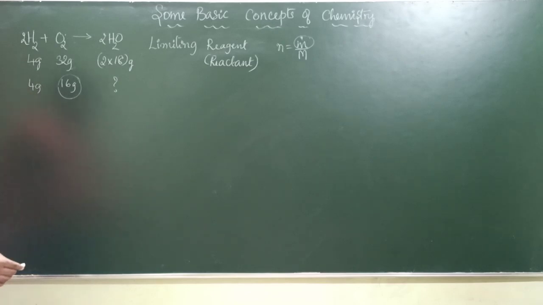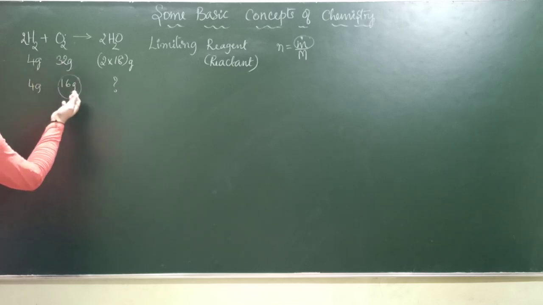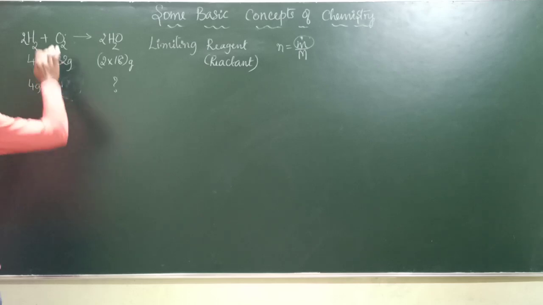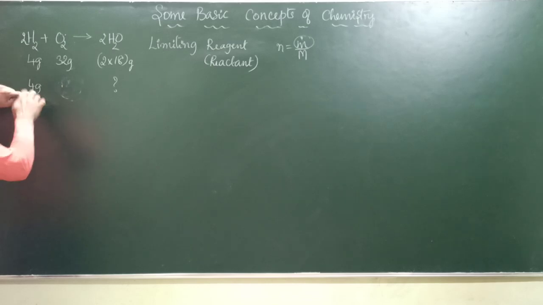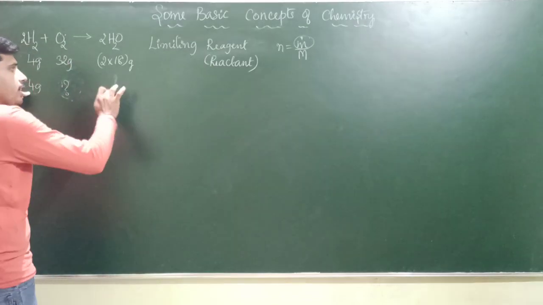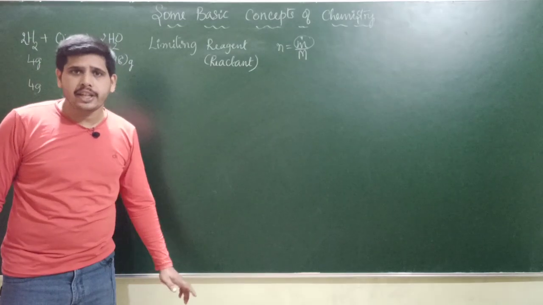How to prove it methodically? What you do is you take any one of the reactants given in the question. So I'll take 4 gram of hydrogen, or you can go for 16 gram. After writing the standard data, I'll ask: 4 gram of hydrogen requires how many grams of oxygen? Let me calculate that first, later we can go for the product. Why? Because the product formed depends entirely on the limiting reactant.